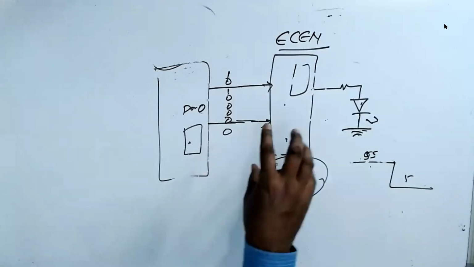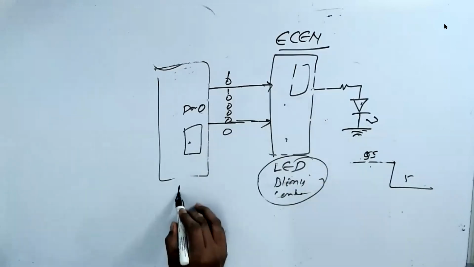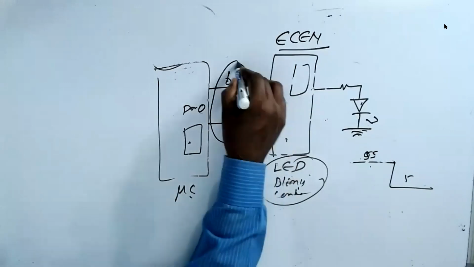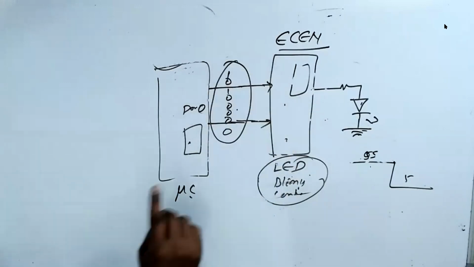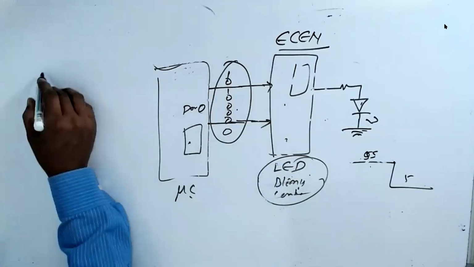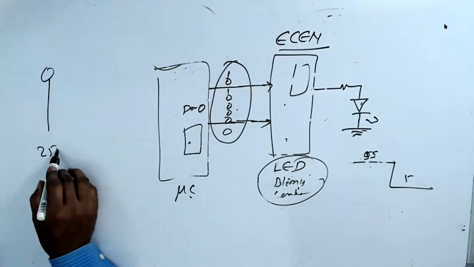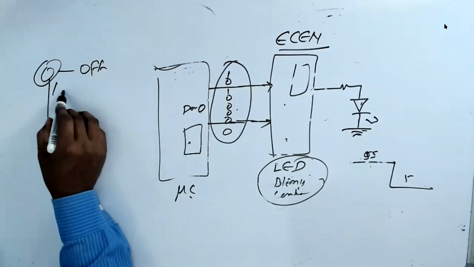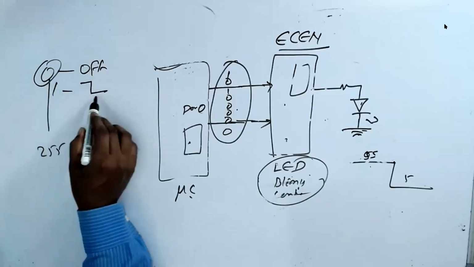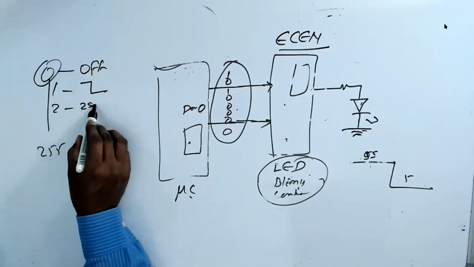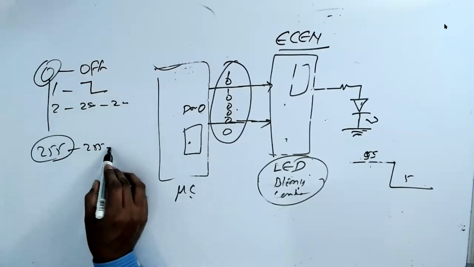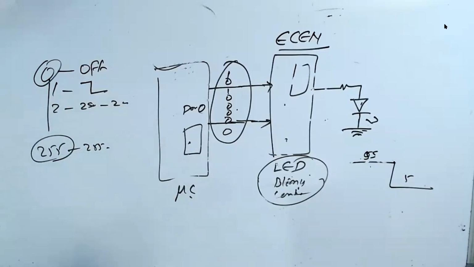So, understand the difference between microcontroller and controller. But one problem here. I have 8-bit. If I have 8-bit, I can change from 0 to 255. 0 means off. 1 means 1 second on, 1 second off. 2 means 2 seconds on and 2 seconds off. 255 means 255 seconds on, 255 seconds off. That's it.